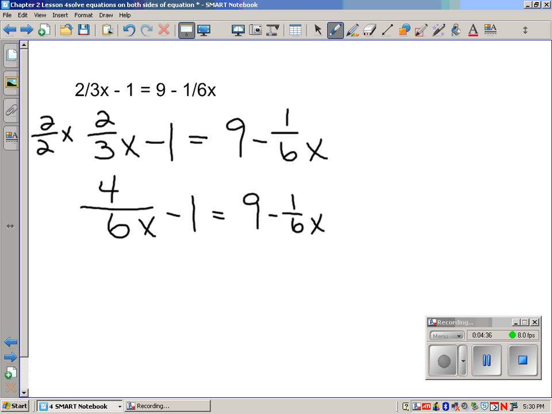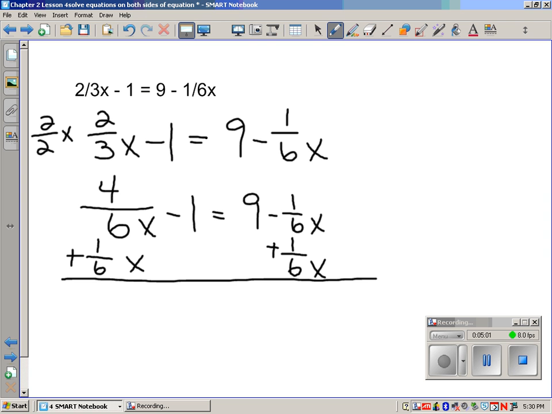We have a positive 4/6 and a negative 1/6 x. Obviously, the 4/6 is our biggest positive coefficient, so we're going to keep that at home and move our small one, the negative 1/6. We have to do the opposite, which is add 1/6 x to both sides. 4/6 plus 1/6 gets us 5/6 x. Negative 1, right on our equal sign. We have our 9, and this all cancels out to nothing.